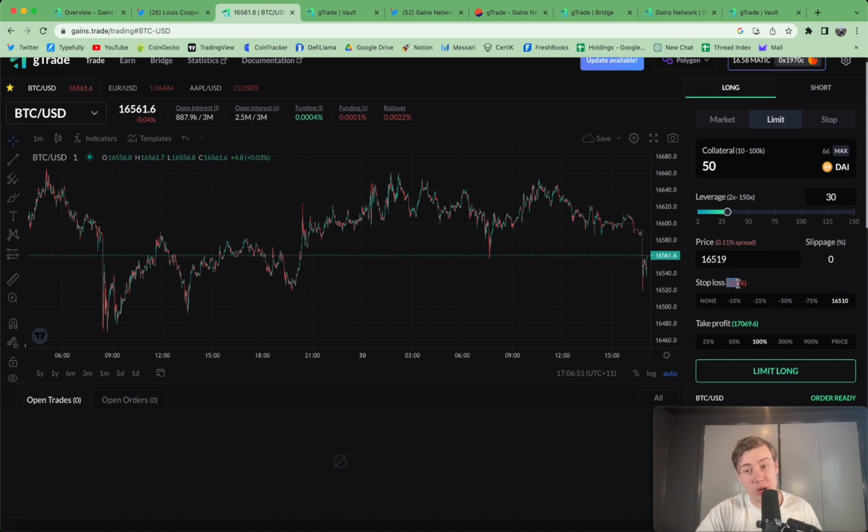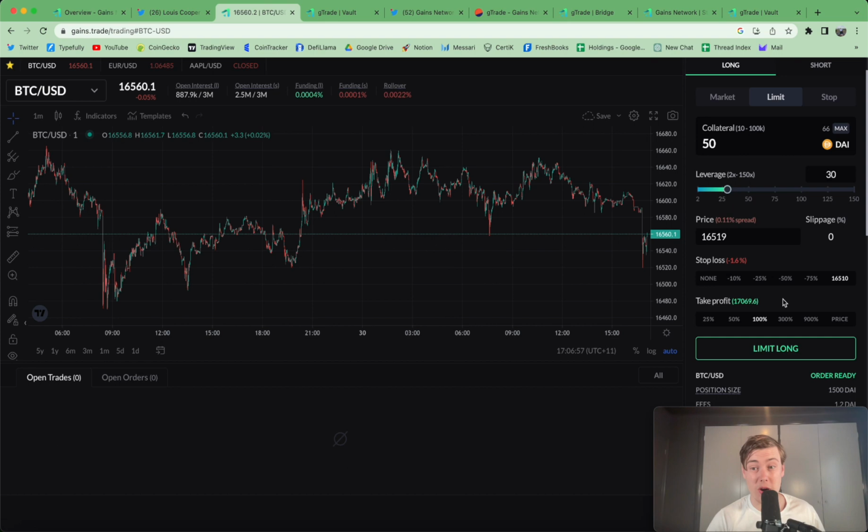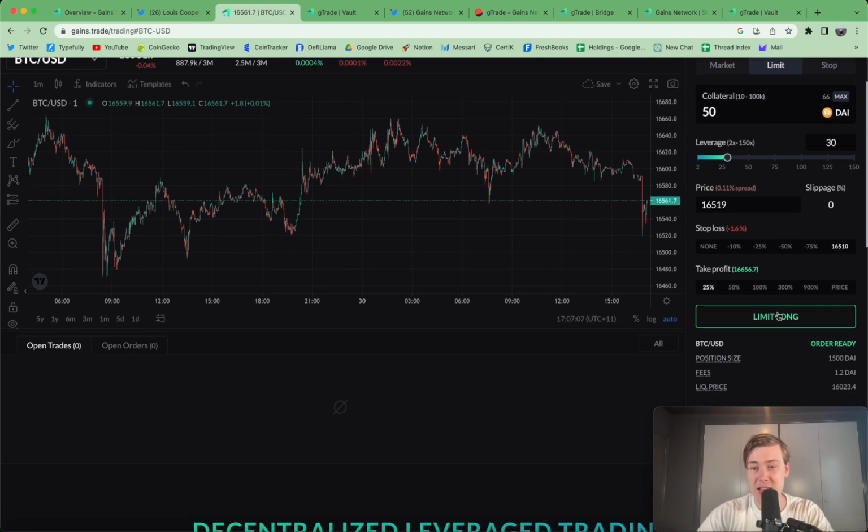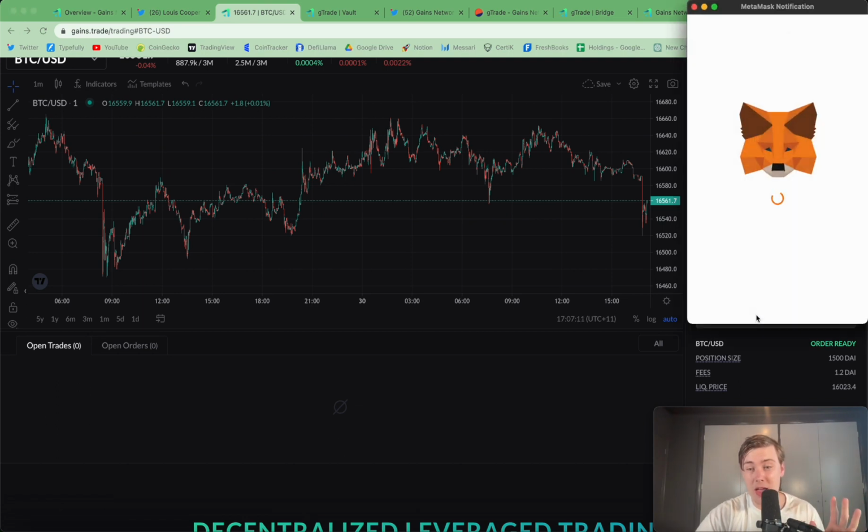Of course, that's a pretty tight stop, but I am on high leverage, so that's an example that I'll go with. And then my take profit, also very important to set a take profit level. Let's say I want to take profits after making 50% of my trade. This will automatically execute profit taking at 16,656. All I need to do after I've approved my DAI transaction is hit limit long, and it will open up my MetaMask.